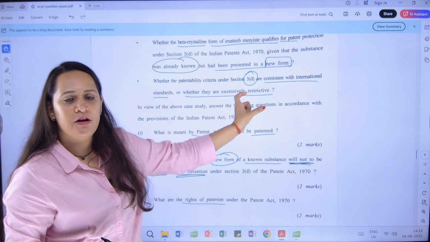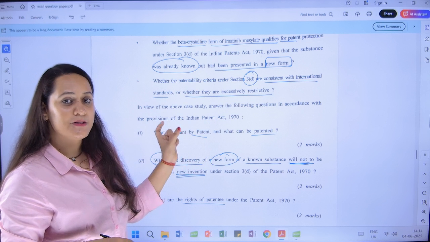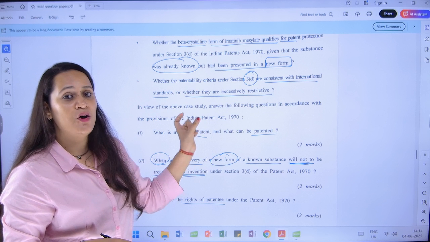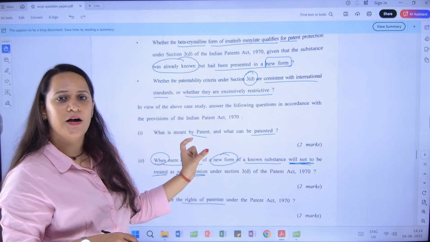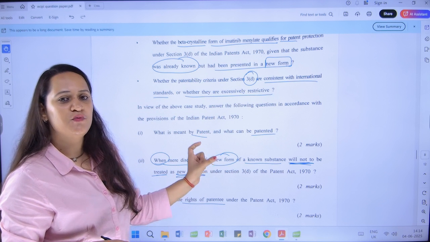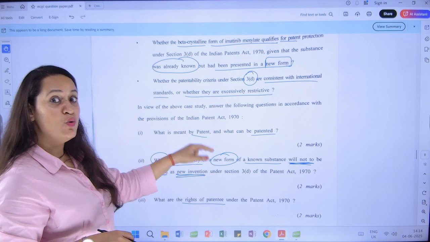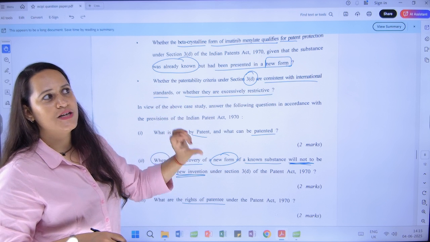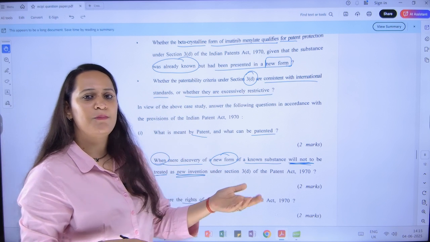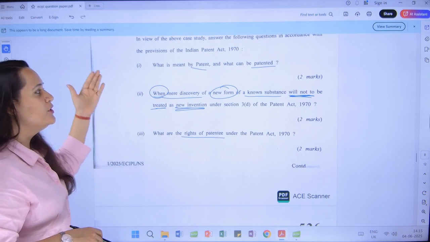substance, whether it is patentable or not, and whether the restriction that they have imposed under section 3 subsection D satisfies the international standards, or is it too restrictive in India that we are not giving registrations for an improvised version of an existing product. So is it too strict, and is it patentable to just patent an already existing product's improved version. These are the questions that were asked in the Supreme Court.